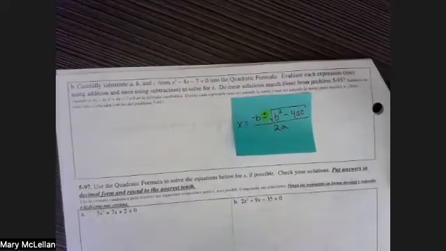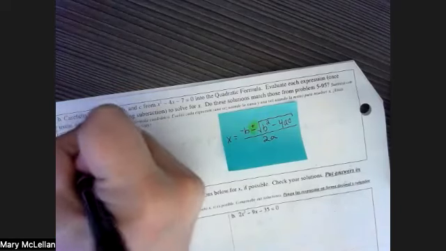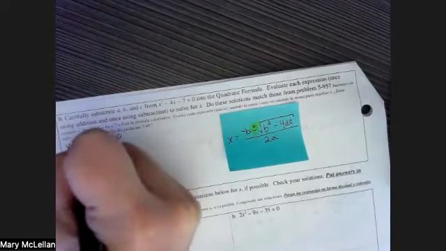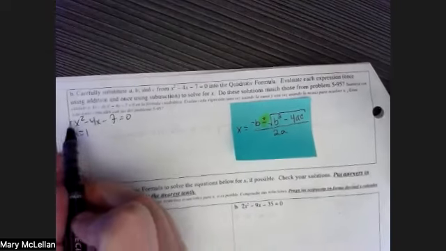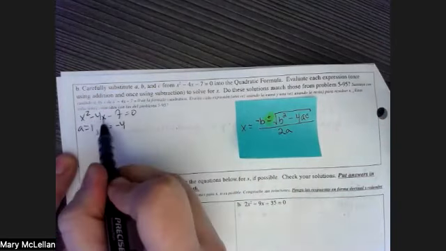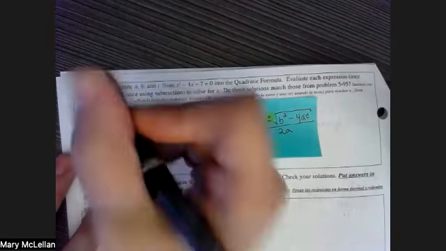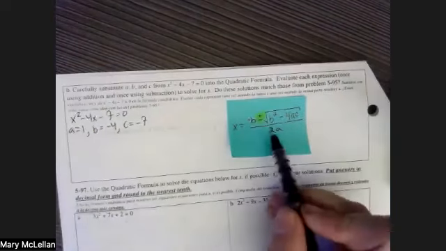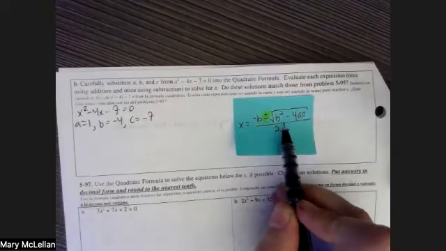So for part B of this problem, we're going to carefully substitute in a, b, and c from x squared minus 4x minus 7 equals 0. So I've got x squared minus 4x minus 7 equals 0, which has a equals 1. Remember, the number in front of x is 1. B is -4. Remember not to include the x, it's just the coefficient of x, just the number in front, and c equals -7. We're going to carefully substitute this into our quadratic formula.